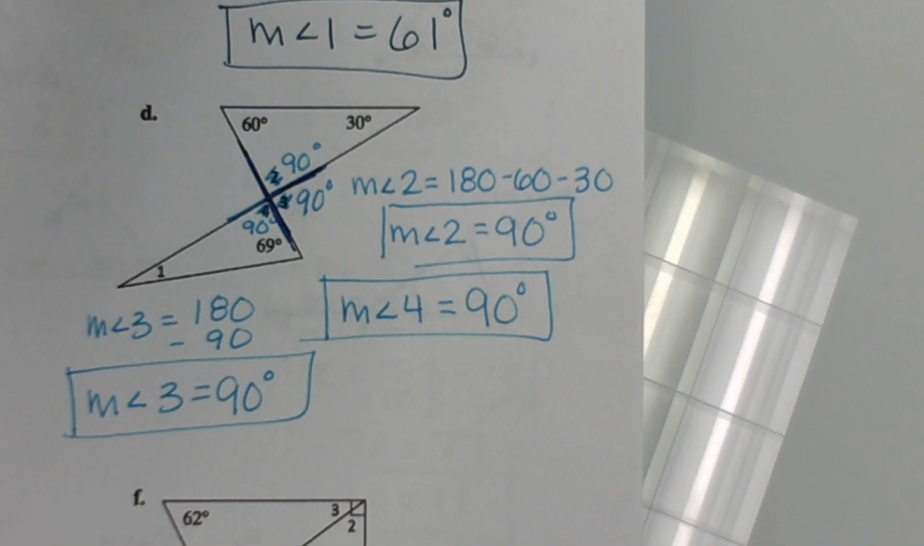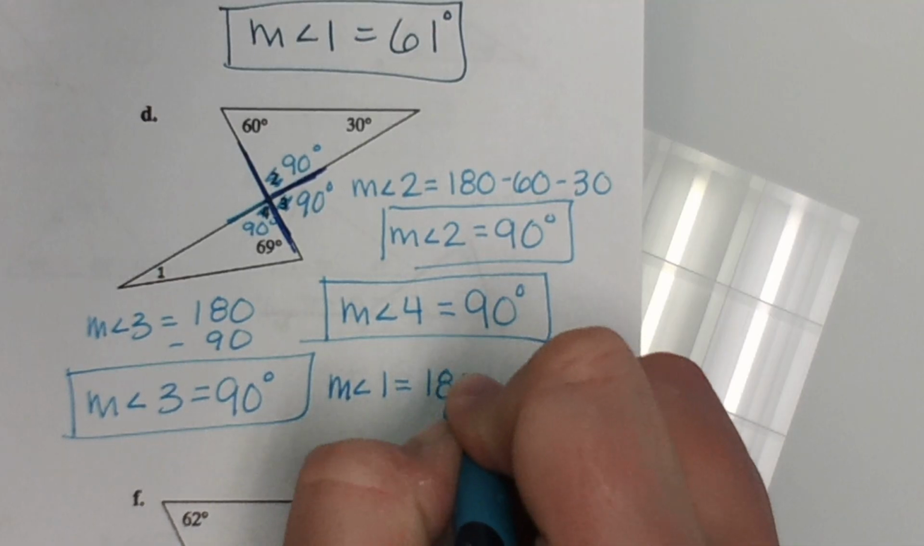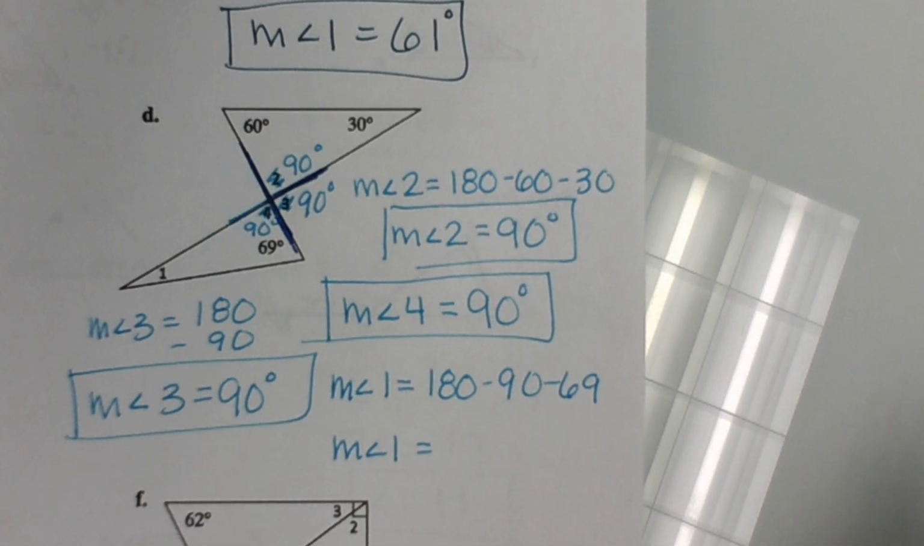Last but not least, how do I find angle 1? Subtract it, 90 and minus 69. 180 minus the 90 minus the 69, because there's 3 angles in a triangle here. 21? Someone with a calculator? Yes. Sweet.